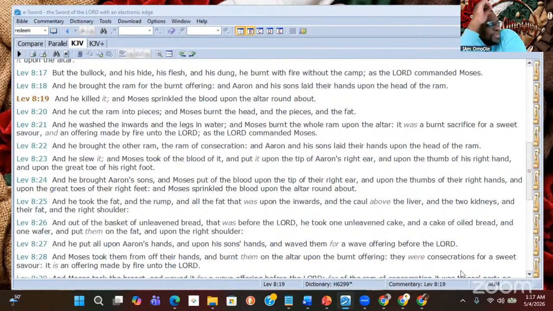And he cut the ram into pieces. And Moshe burnt the head and the pieces and the fat. And he washed the inwards and the legs in the water, and Moshe burnt the whole ram upon the altar. And it was a burnt sacrifice, for a sweet savor, an offering made by fire unto Jehovah.